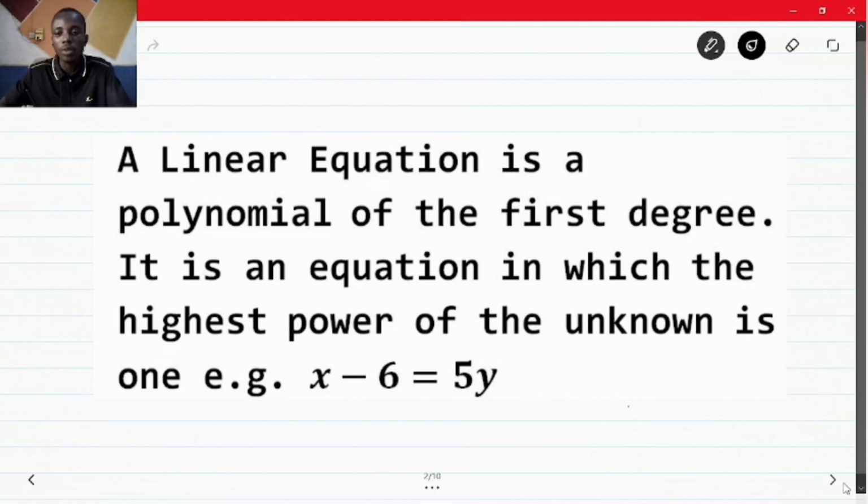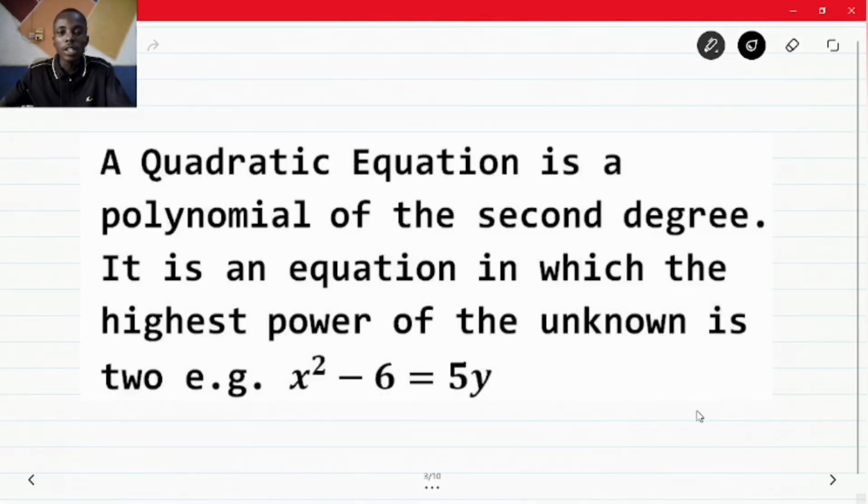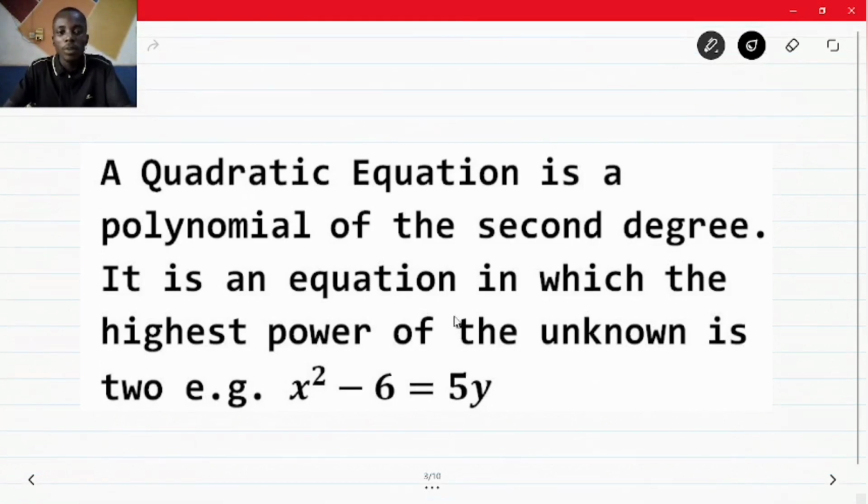Let's see a quadratic equation now. A quadratic equation is a polynomial of the second degree. It is an equation in which the highest power of the unknown is 2. For example, we have here x squared minus 6 equals 5y.